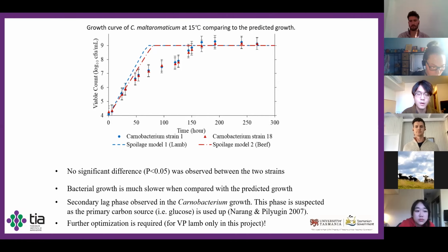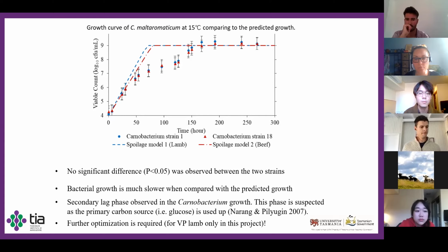In my research, I only use one of them to reduce my workload. Next, the Carnobacterium growth is much slower than the predicted growth rate of meat microbes. In the Carnobacterium's growth curve, we can find two phases with very slow growth rate. The first one is at the beginning. We call it the initial lag phase. It is when the microbes try to adapt to the new environment.